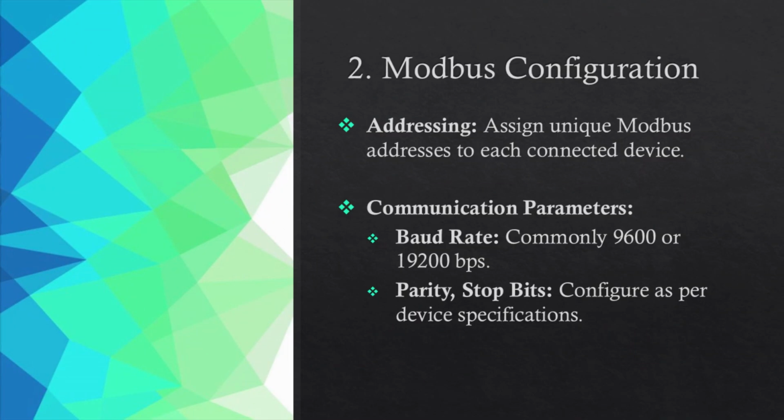Next, we configure the Modbus network. Each connected device is assigned a unique Modbus address to facilitate clear communication and prevent conflicts. We set communication parameters such as the baud rate, commonly at 9,600 or 19,200 bits per second, and configure parity and stop bits according to the device specifications. These settings must be consistent across all devices on the network to ensure smooth communication.